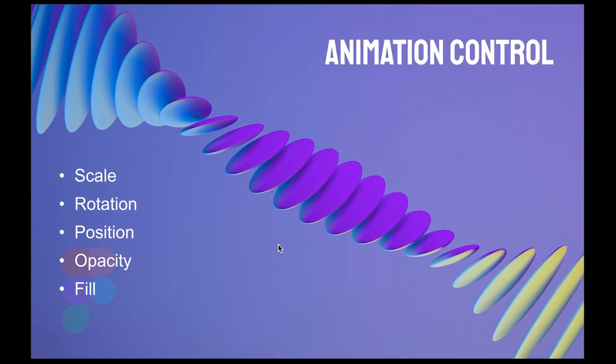Then the opacity, for instance, when hovering over this, the opacity changes. That's also a new frame. And then when clicking, the fill and the color changes.